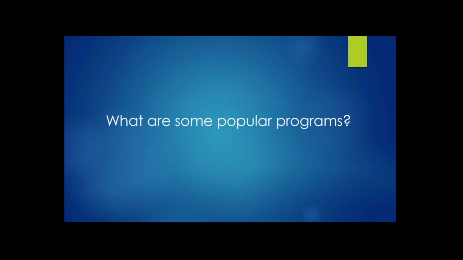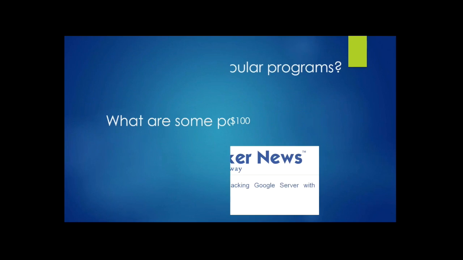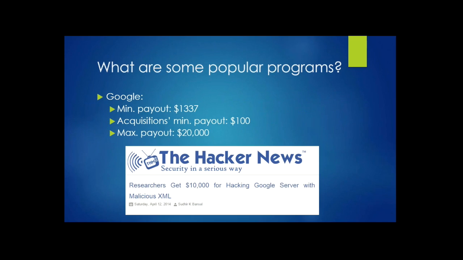So what are some popular programs? The first one would be Google. Their minimum payout is about $1,300. They do pay $100 for their acquisitions if you find something small on there, and their max payout is $20,000.